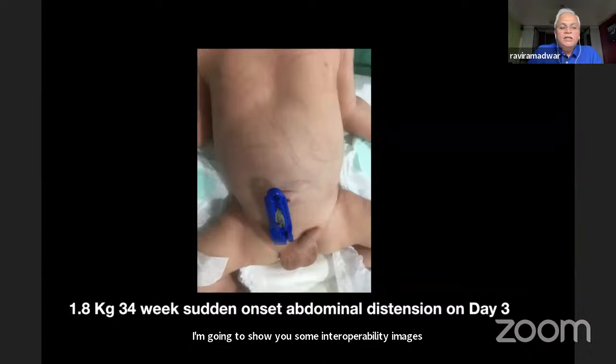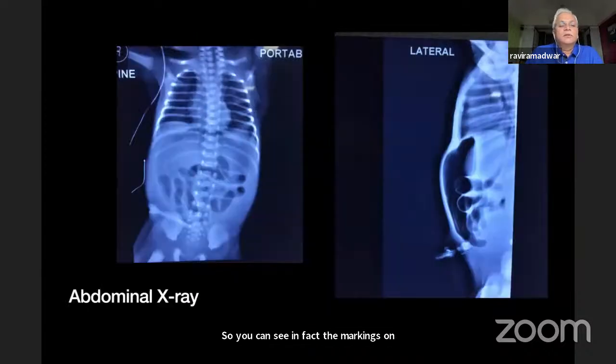Now this is a 1.8 kg 34-week baby, started on feeds on day 3, thinking that everything is okay, and developed sudden abdominal distension by evening. So you can see, in fact, the markings on the abdomen because of the diaper. And this was the X-ray. The X-ray shows a massive amount of air inside the peritoneal cavity. You can see a lateral X-ray showing a big gaseous bubble under the abdominal wall.